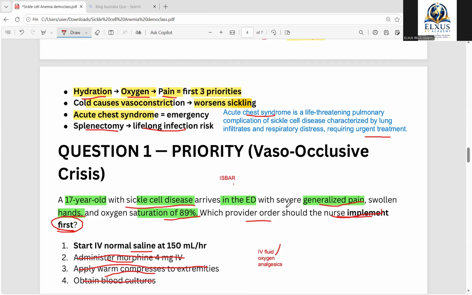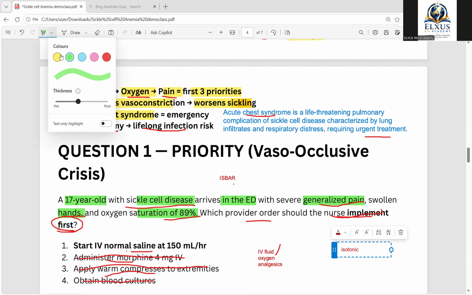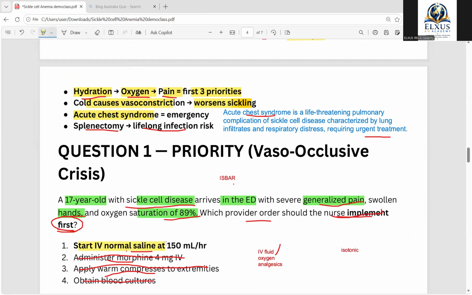In the given scenario, what is the primary management? IV fluid. That means here we know the normal saline is isotonic. Isotonic means the same concentration as the blood. That means it can increase the blood volume. When we administer isotonic solution, it can cause a rapid increase in the blood volume. So normal saline is an isotonic solution. So the correct answer is what? The correct answer is administration of the IV fluid. That means the administration of the normal saline. That is the correct answer here.